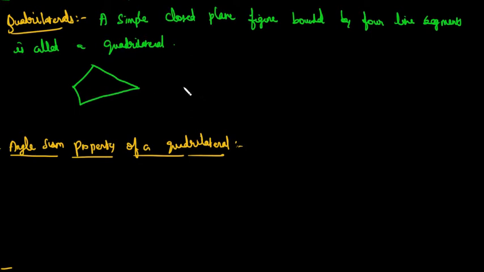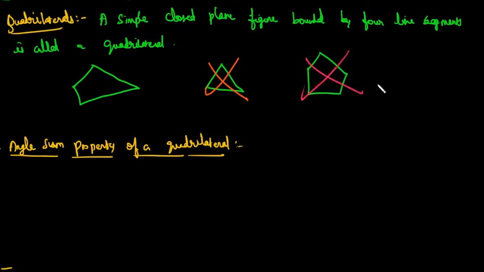What about a triangle? Can you say a triangle is a quadrilateral? No, you cannot say a triangle is a quadrilateral because it does not have four sides. What about a pentagon? Can we say a pentagon is a quadrilateral? No, it does not have four sides. Instead, it has five sides. So you cannot call a pentagon a quadrilateral. So quadrilateral means it should have only four sides.